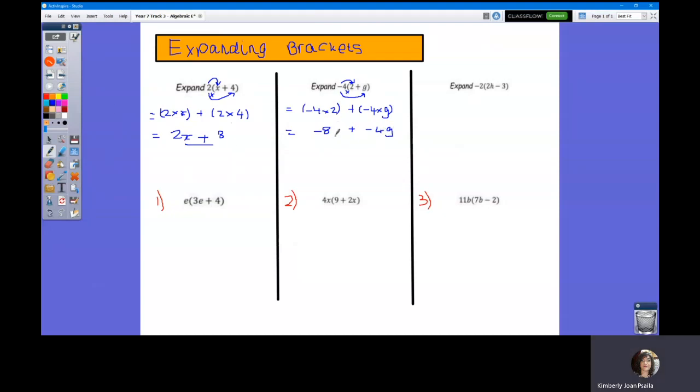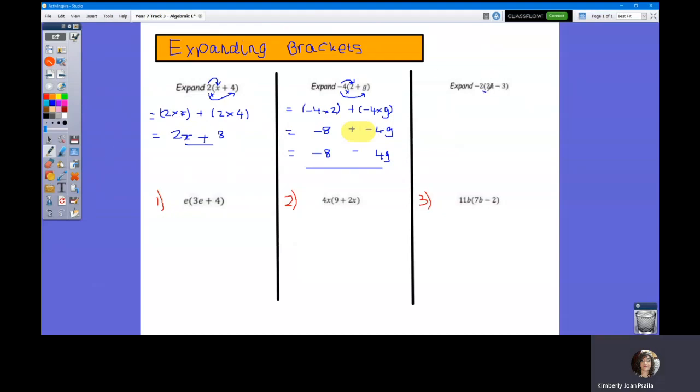Is my expression ready? No, since we have two signs touching each other, and there we have to change them to one sign. And we know from the rules of directed numbers that a plus multiplied by a minus gives us a minus sign. So there you write down the minus 8 and there you write down 4g. Okay, so final answer is minus 8 minus 4g. It is important to not leave both signs next to each other. Always change them to one sign.